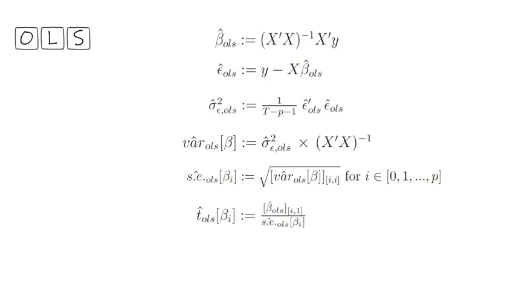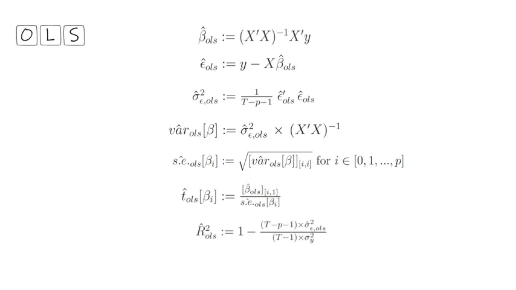Now, if you want to know how much does the linear model explain in terms of variance of the y variable, you can determine the r square. And the r square is here defined as 1 minus the variance of the residuals multiplied by t minus p minus 1, and then you divide by the variance of y times t minus 1. Now, if you want the adjusted r square, then you use the following formula. 1 minus the variance of the residual divided by the variance of y.